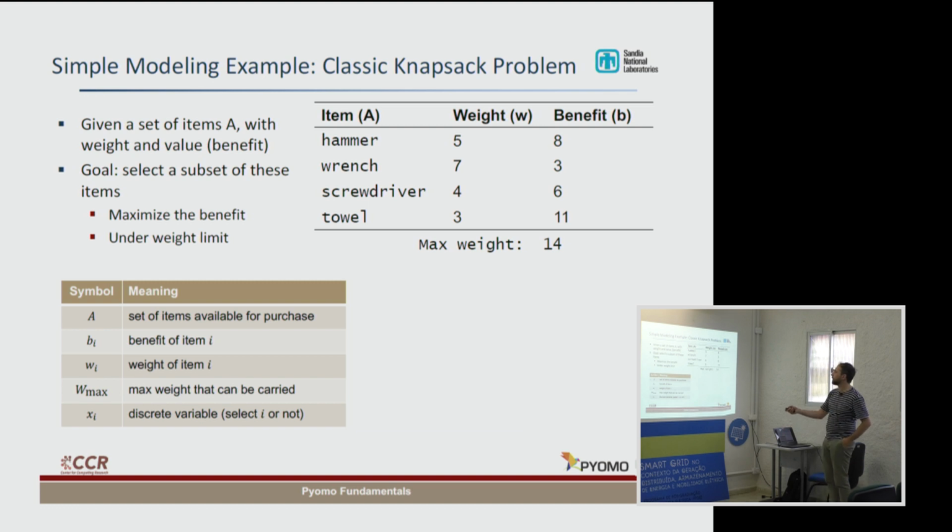So here, I just noted some symbols. A is the set of items available. B is the benefit of each item. W is the weight of each item. And big W max is the maximal weight of the sum of all goods you're going to take. And X is the discrete variable, so if I select it or not. Okay? So here in this example, based on what we saw yesterday and the day before, what is the class of the problem?